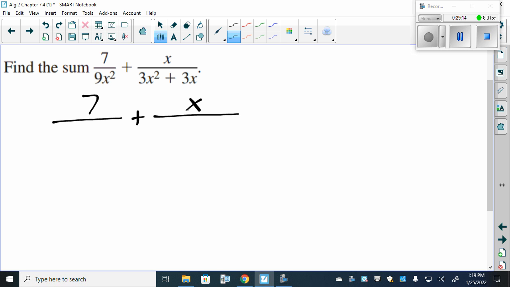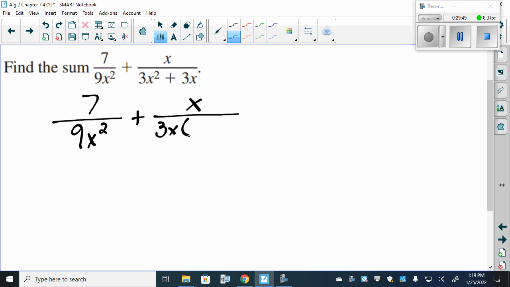Now looking at the first one here, 9x squared is a single term. There's nothing we can do to get it to be any different, so we can leave it alone. But the 3x squared plus 3x, we can do something with it here. We can factor out a 3x, because both the 3x squared and 3x do have a greatest common factor of 3x.